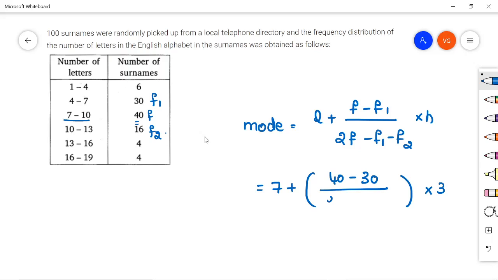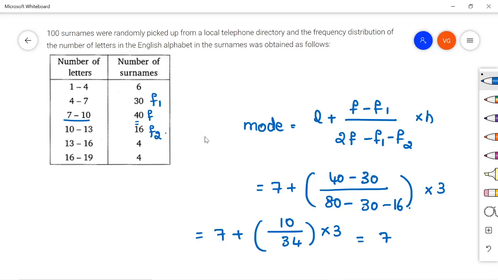So try to substitute, divided by 2f. So 2 into 40, 80, minus f1 is 30, minus f2 is 16. So this will be 7 plus 10 divided by, this is how much? 46. 80 minus 46, 34 multiplied by 3. So you will get it as 7.88. So the mode of the given data is 7.88 here.